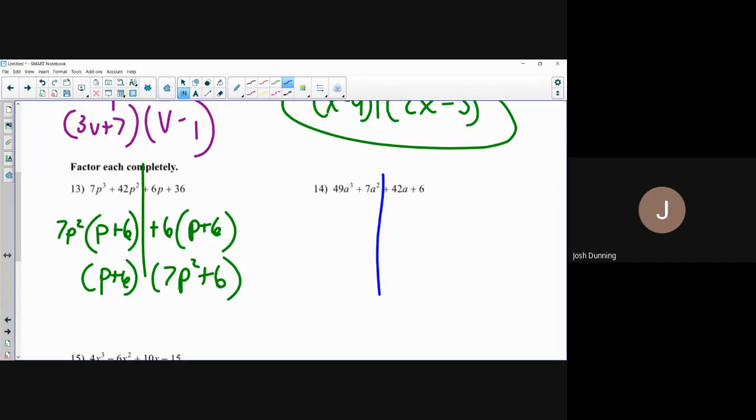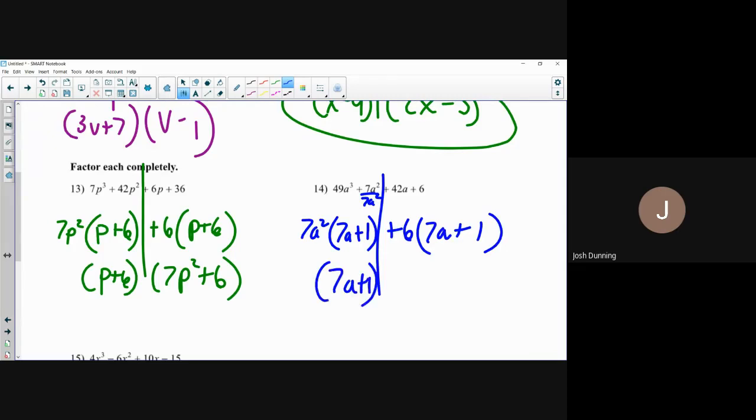14. Divide those by 7a squared. 49 divided by 7 is 7. You're left with a. That whole thing is divided by itself, so that's a 1. Now on the right side, you can divide by 6. Take the 7a plus 1 out, only write it once. Then you have 7a squared plus 6 left over.